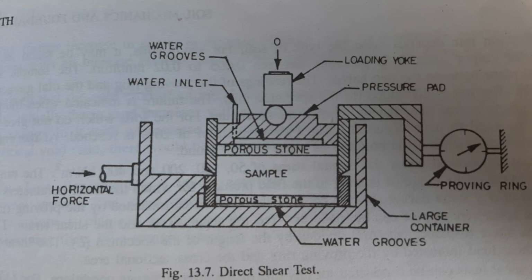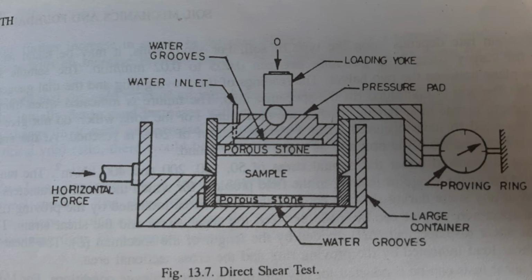Now if we talk about the lower half of the box, it is fitted to the base plate, which is rigidly held in position in a large container type of thing, and the large container is supported on rollers. Okay, so rollers are not shown in the figure because they are hidden where the shaded lines are given. There the rollers are fitted.